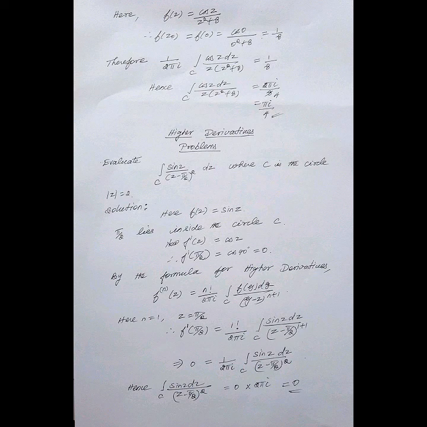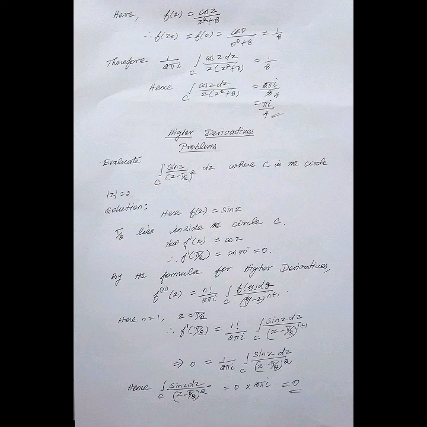By the formula for higher derivative, f⁽ⁿ⁾(z) = n!/(2πi) ∫_C f(ζ) dζ/(ζ - z)ⁿ⁺¹. And here, what is your n? 1. And z = π/2. Therefore, f'(π/2), f⁽ⁿ⁾(z), f⁽¹⁾(π/2). In other words, f'(π/2) = 1!/(2πi) ∫_C, what is your f(z)? sin z dz divided by (z - π/2)ⁿ⁺¹.